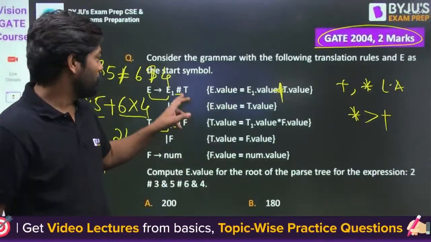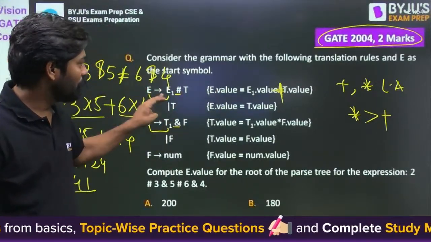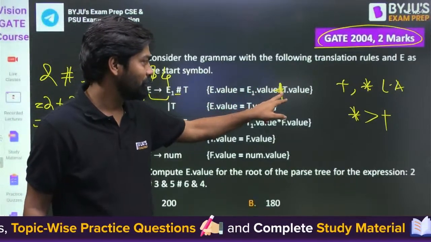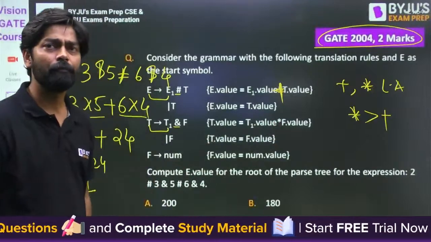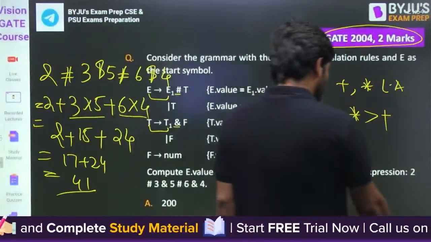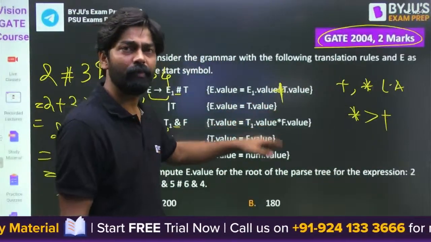Those who are near to the start symbol have what? Lower precedence. And those who are farthest from the start symbol have higher precedence. If I change it, then the answer will be changed. Are you getting my point?